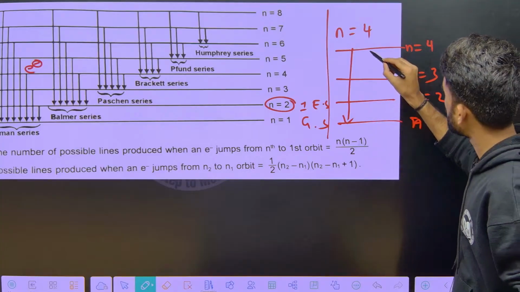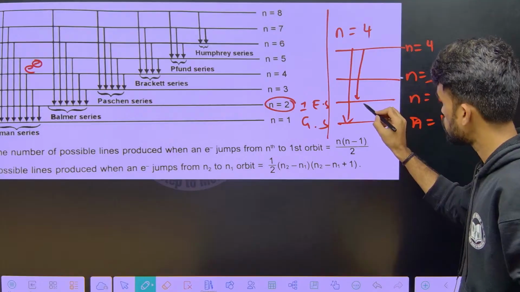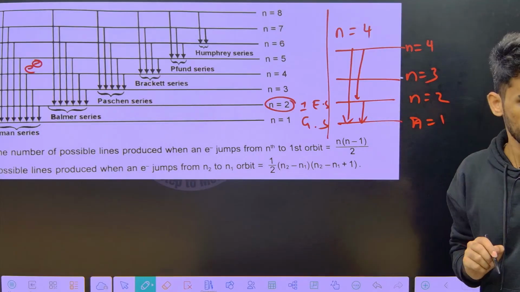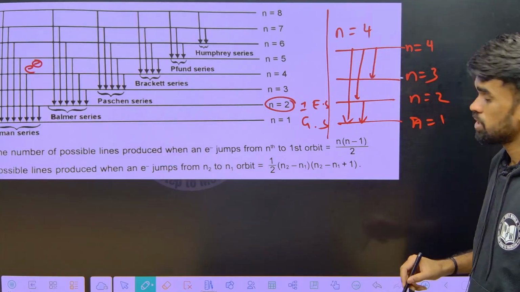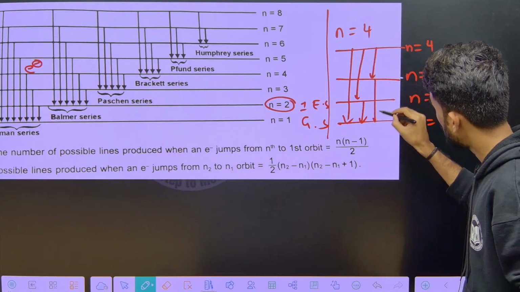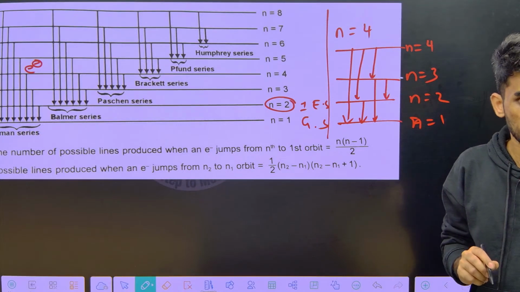Or it can come from 3, then 2 and to 1. Or it can come to 3, then 3 directly to 1 or 2. Is that clear, what I am saying? What are the possible lines they will ask?